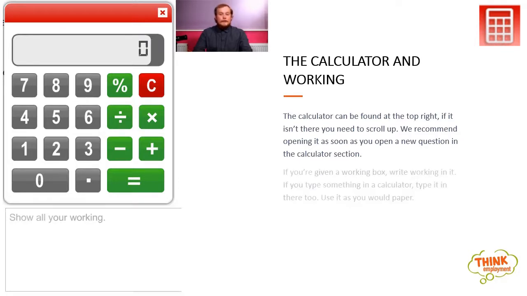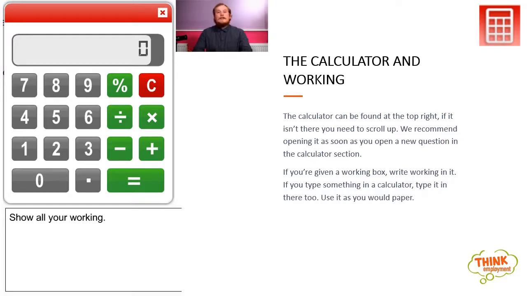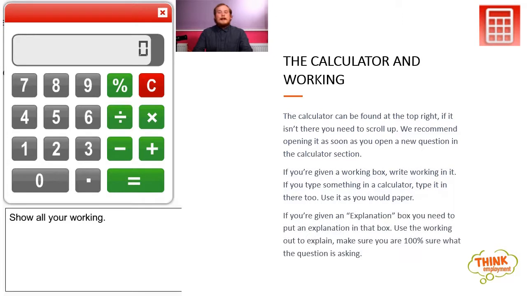If you're given a box that says show all your working, put your working in. If you type something into the calculator, you should also type it into the box to keep a record of what you've done. Use it exactly as you would a piece of paper when you're working stuff out. If you're given a box that asks for an explanation, you need to put an explanation in the box. Use the working out to explain and make sure you're 100% sure what the question is asking.